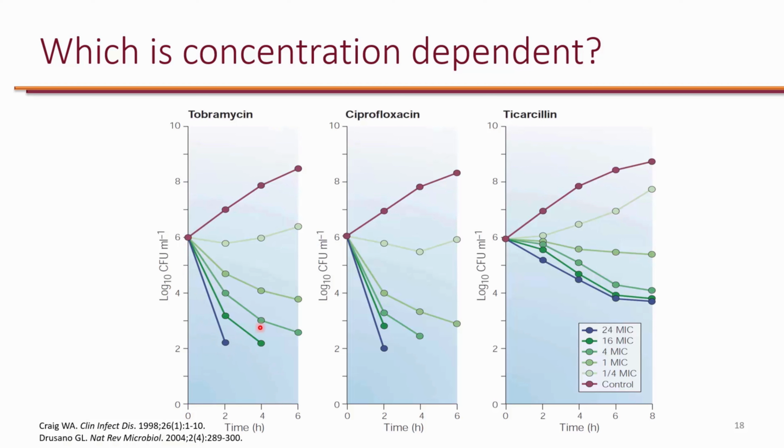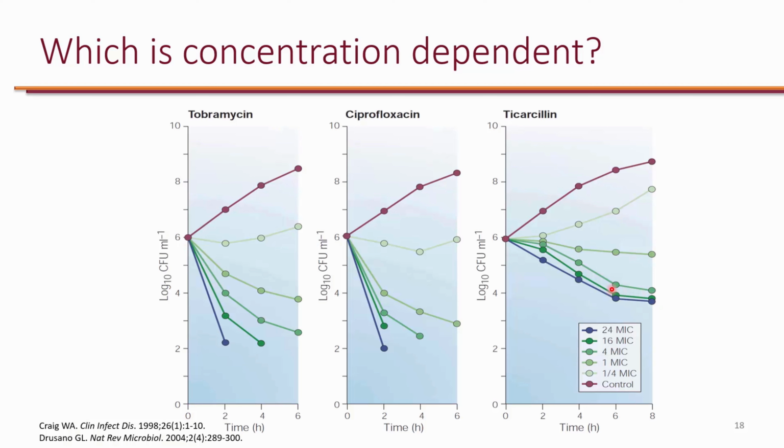Now let's look at ciprofloxacin. They did the same experiment. You can see that as they increase the concentration of ciprofloxacin, more and more of the organism died as time went on. Now compare that to ticarcillin, which is a beta-lactam. As they increase the concentration of this beta-lactam, you can see that the organism dropped, but at some point, increasing the concentration didn't make a difference anymore.